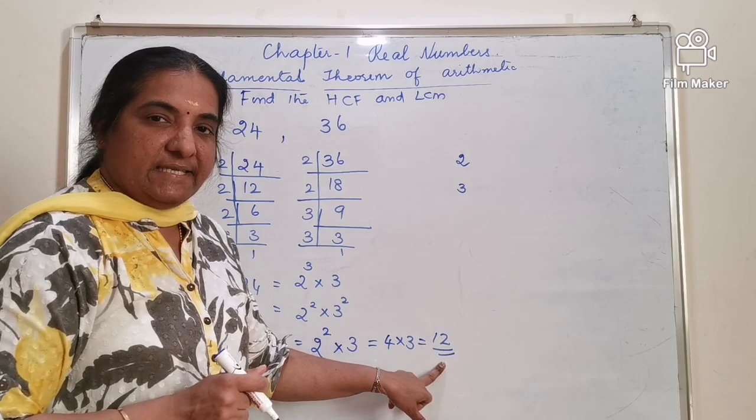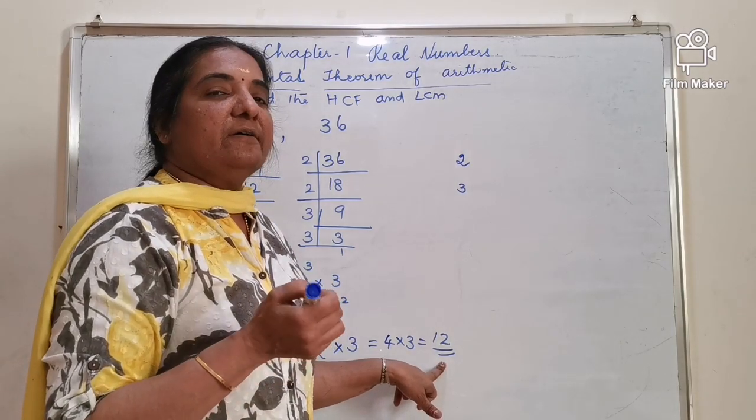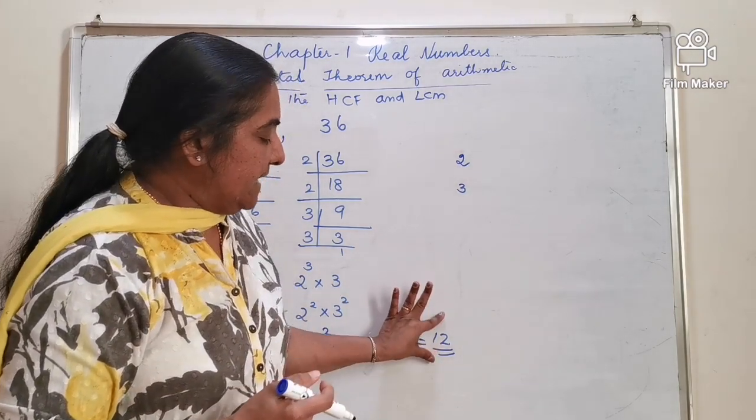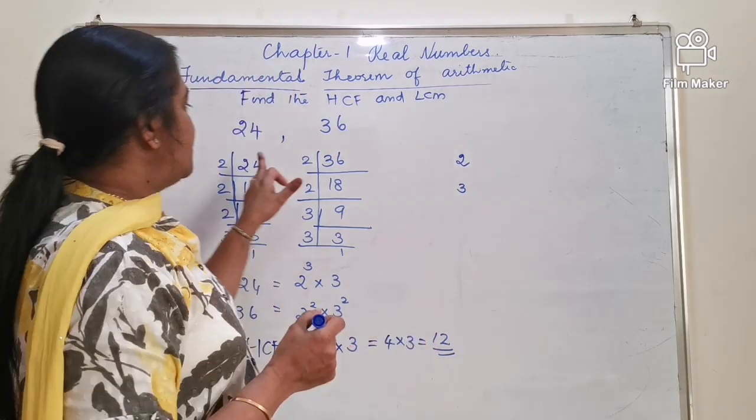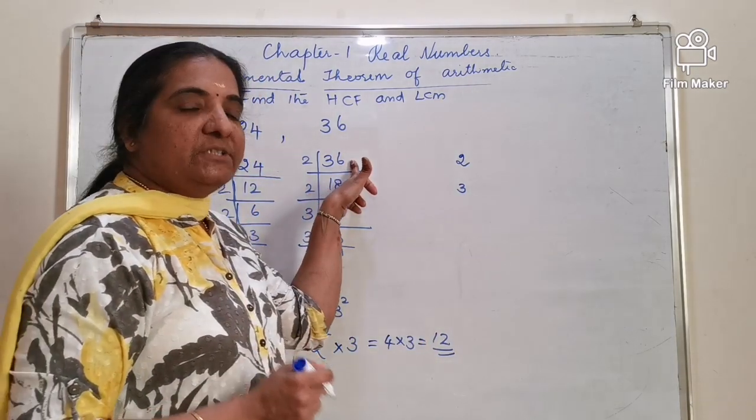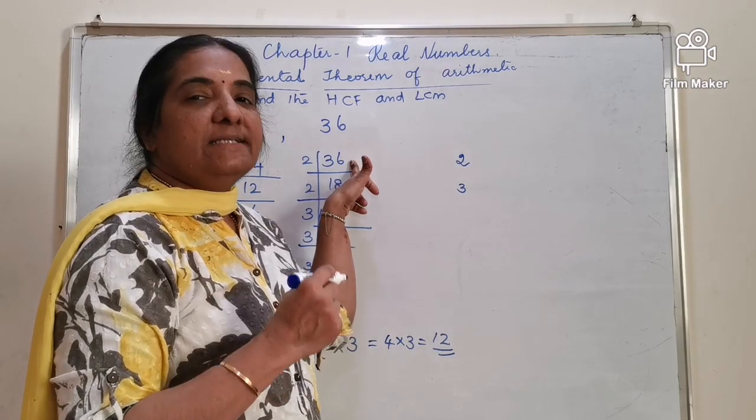By seeing the HCF, you can understand that the HCF value is smaller than both the given composite numbers.